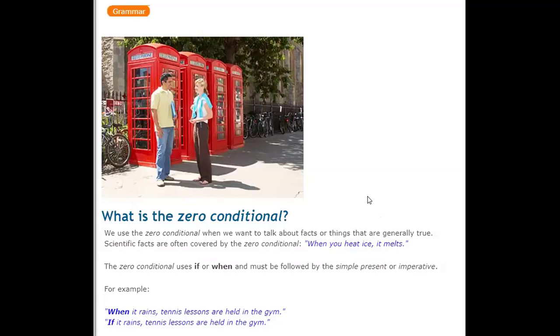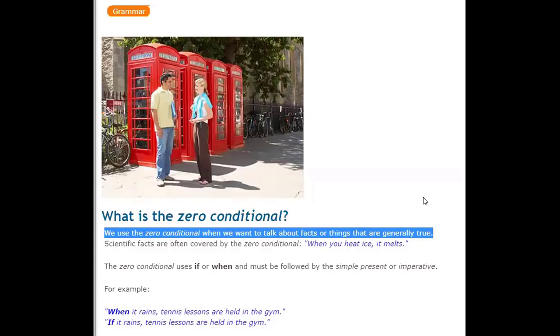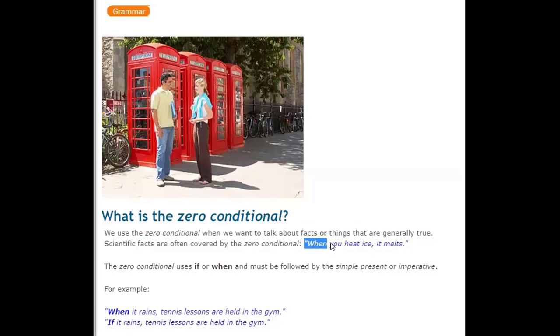Now see everybody, pay attention to this. This is very important. We use the zero conditional when we want to talk about facts or things that are generally true. Any fact, anything that is true all the time, always true, we use the conditional tense. For example, scientific facts are often covered by the zero conditional. This sentence, when you heat ice it melts. Now it's always true. Whenever you heat ice, it will melt.